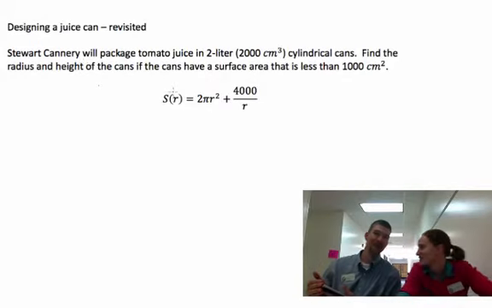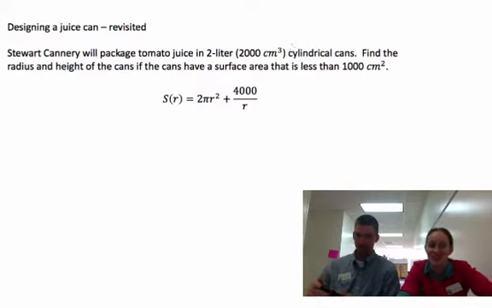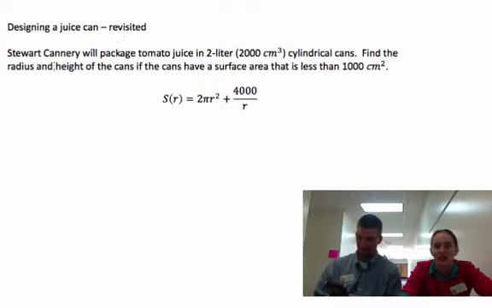Stuart Cannery will package tomato juice in 2-liter, which is 2,000 centimeters cubed, cylindrical cans. Find the radius and height of the cans if the cans have a surface area that is less than 1,000 centimeters squared. We have this formula here.